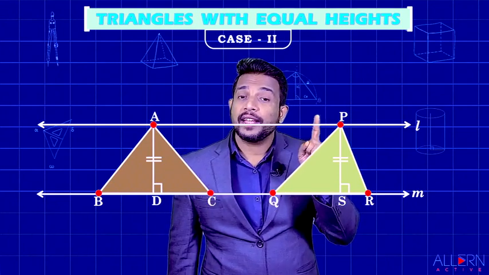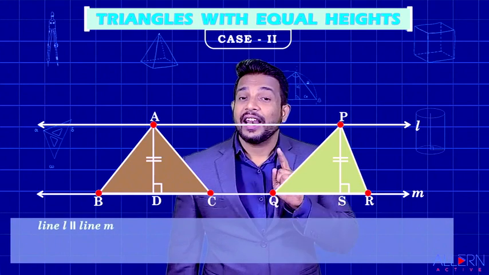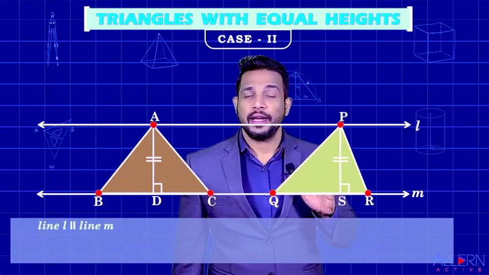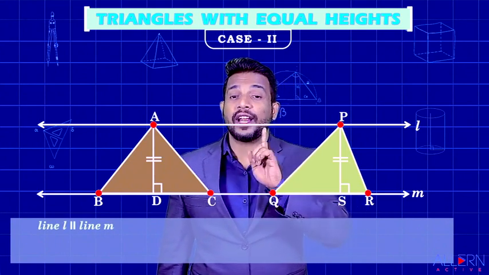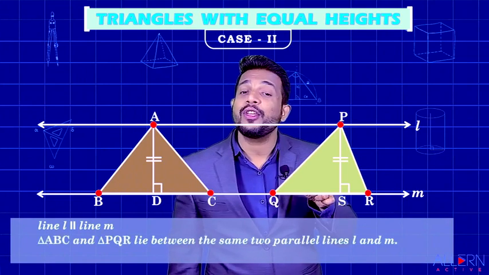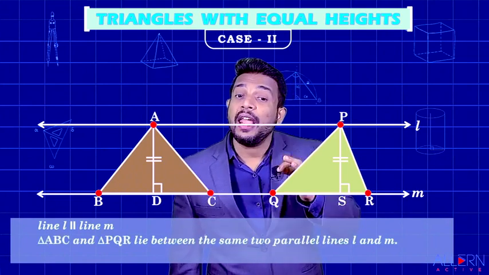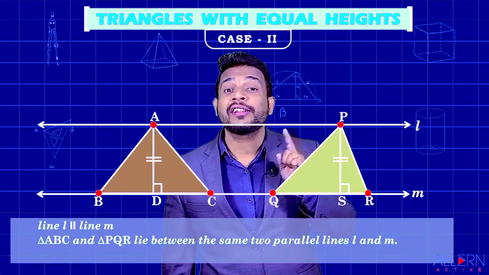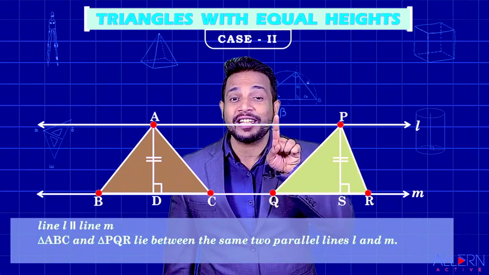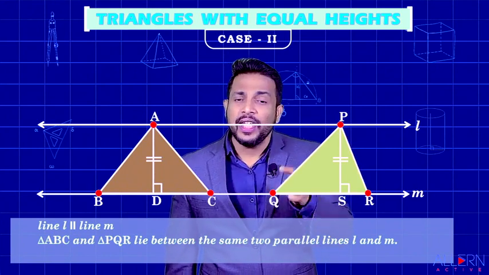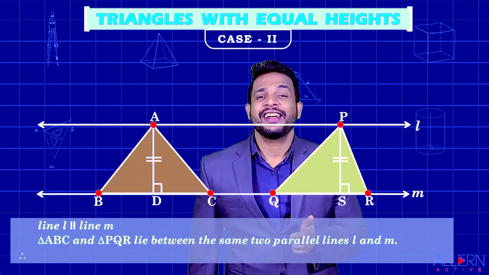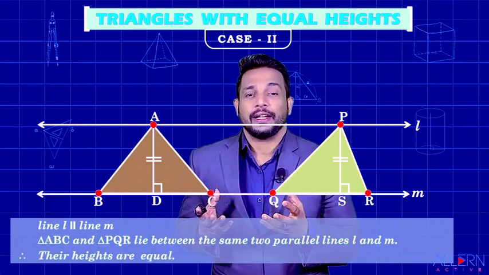So which are the 2 parallel lines? L and M. So we write there, line L parallel to line M, right? Then we write the names of the 2 triangles: triangle ABC and triangle PQR lie between the same 2 parallel lines. The word same is very important because it is between the same 2 parallel lines L and M. And therefore, their heights are equal. That's the way we present it.